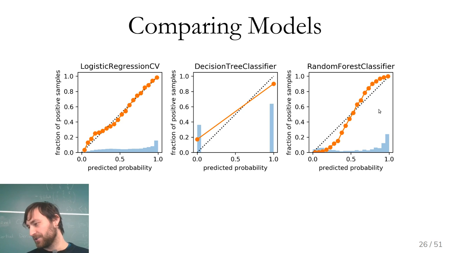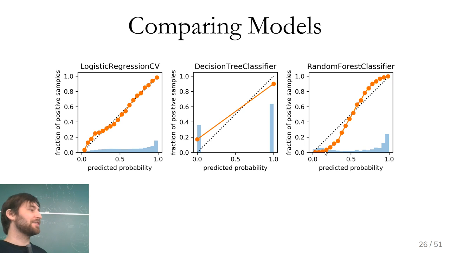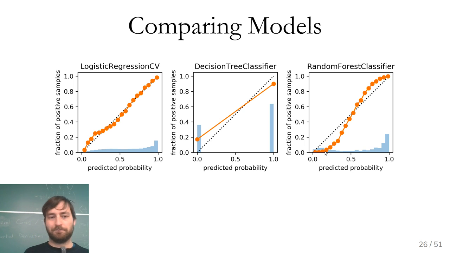Yeah, it's too uncertain. Okay, yes. So the predicted probability is about 0.1 when the fraction of positives is actually zero. So it doesn't trust itself as much as it should. Which is maybe not that bad, but it basically means that your probabilities are not what you expect them to be.